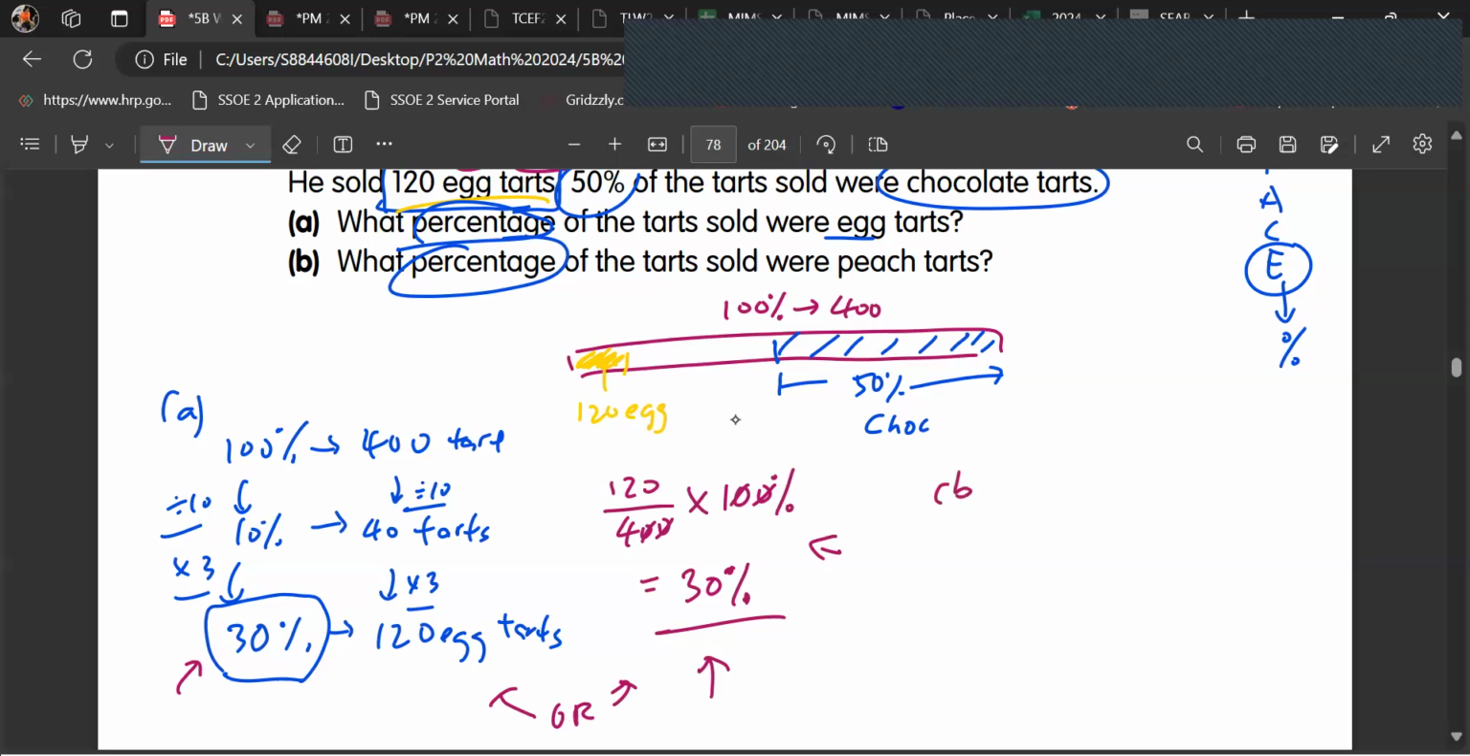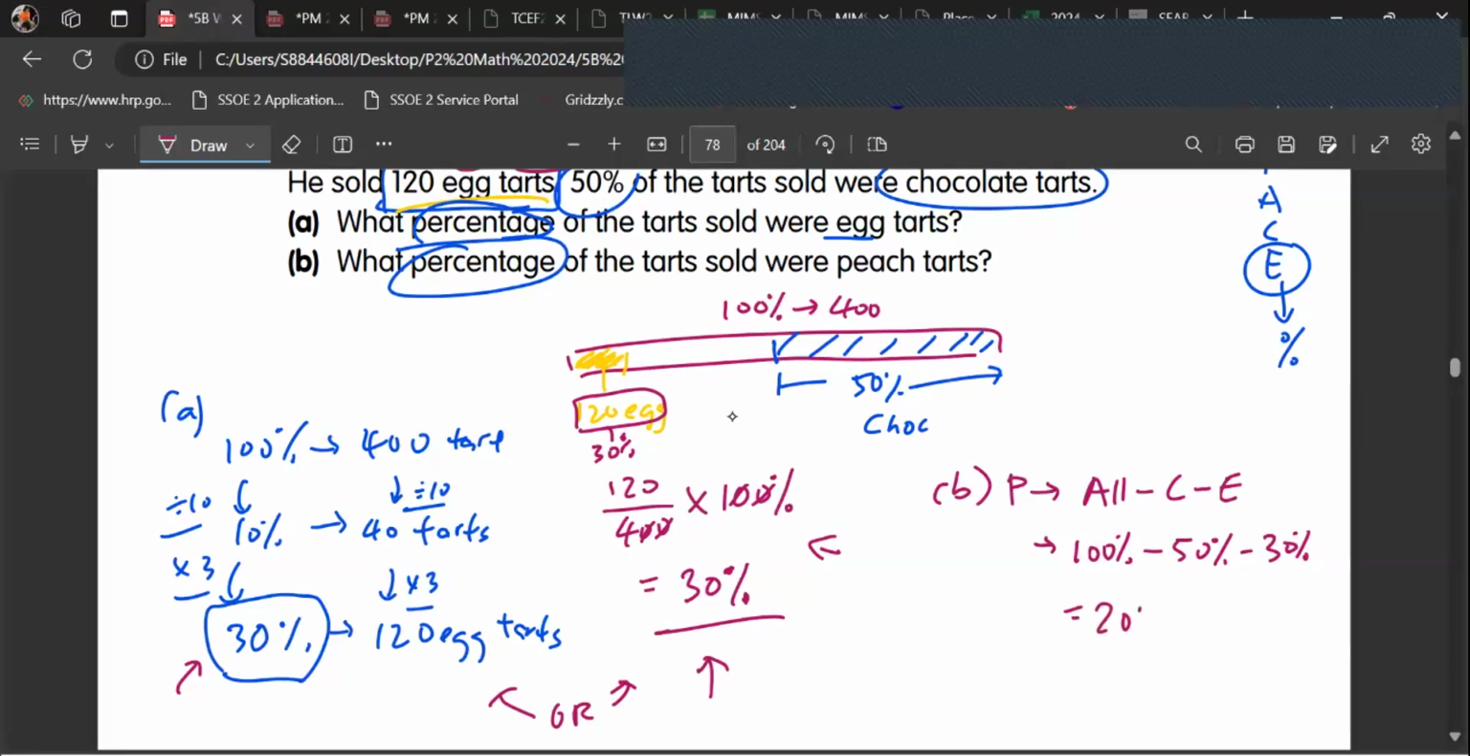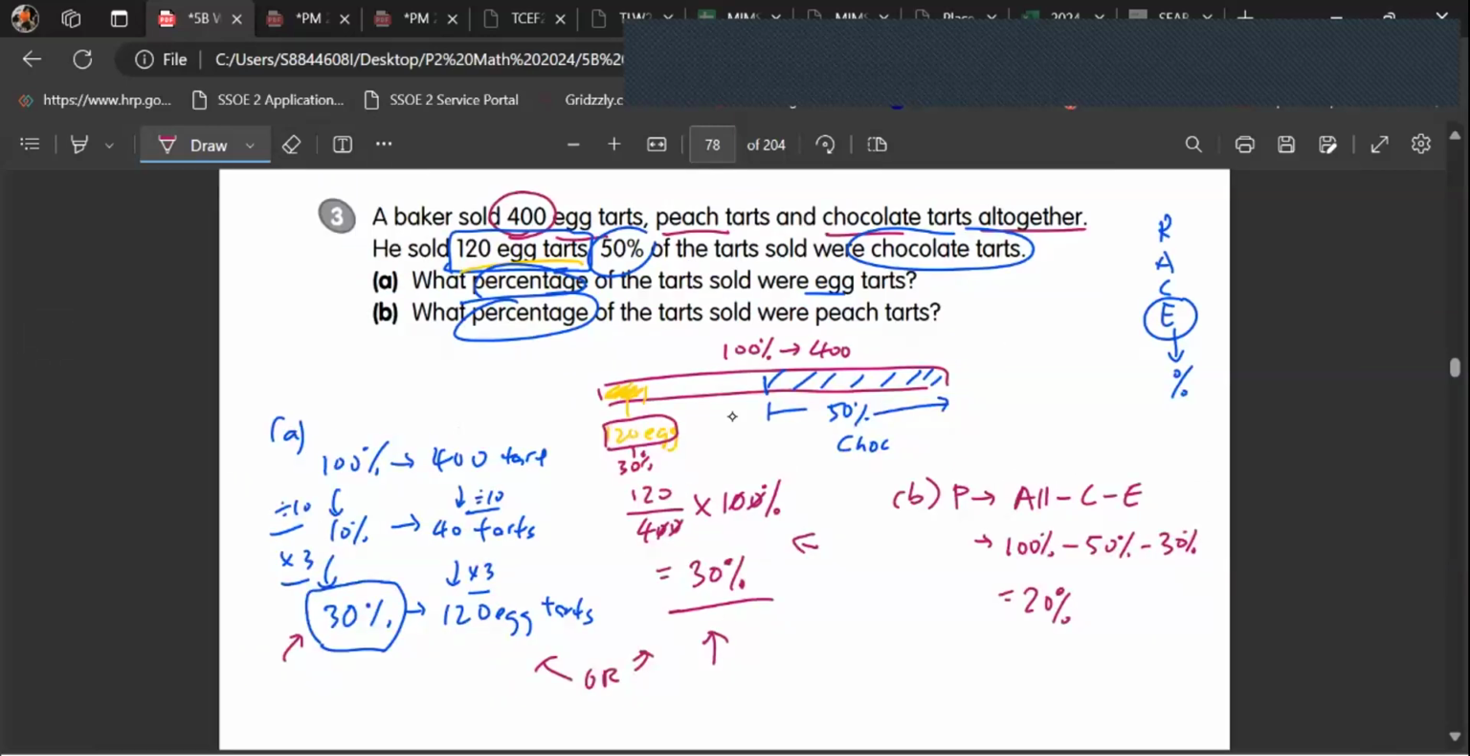And then B is easy already. Once I know that this is 30%, then H will just be all minus chocolate minus egg. So all is 100%, minus chocolate 50%, that's 50%, minus egg, that's 30%. Yeah, correct. Because you see, you figured out the 50% already. So actually 50 minus 30, you got it already.